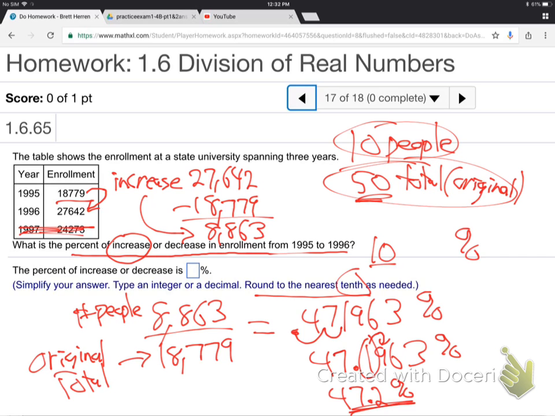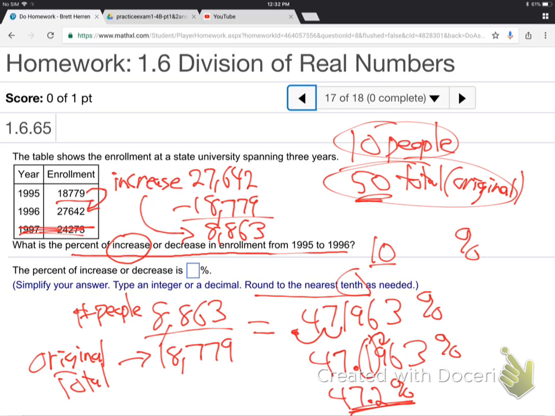Wait, isn't the 4 in the tenth spot? So with rounding, it would be 0.5? Well, not after I changed it to a percentage. So the order matters here. First change it to a percentage, and then the 4 is no longer in that spot. Oh, okay. And then the 1 is in the tenth place. Yeah, so first move the decimal 2 places, first change it to a percentage, then do the rounding at the end.